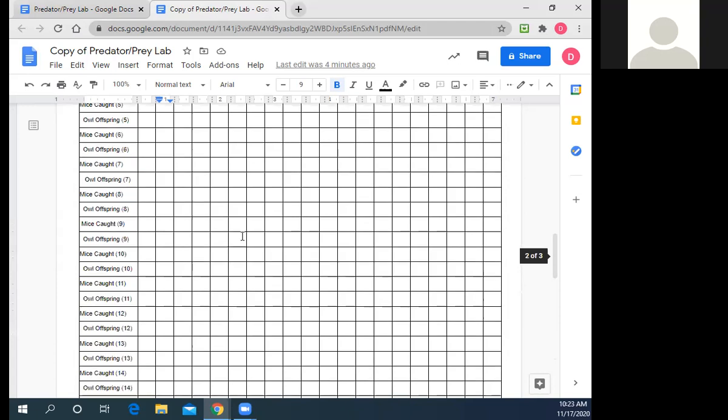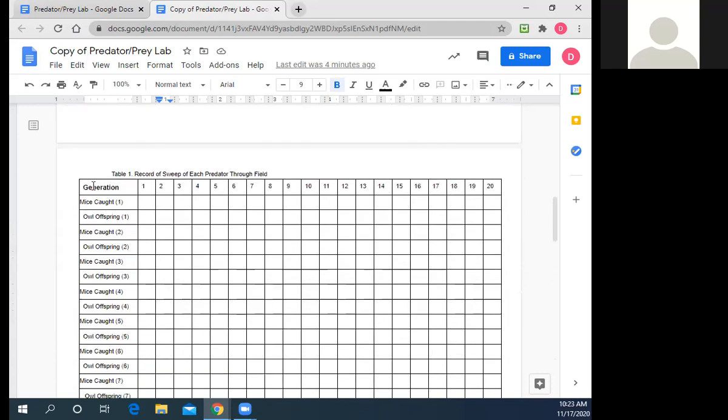If we look at the data table real quick, we'll see generation, and underneath that we have how many mice were caught in the first generation, how many mice were caught in the second, as well as how many owl offspring each owl had. The number of owls, or the number of scoops we take, is going to be right here across the horizontal axis, up to 20. I do not think we'll ever have 20 owls, but we will see.